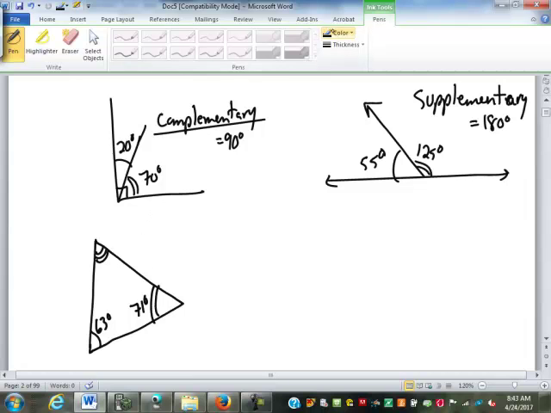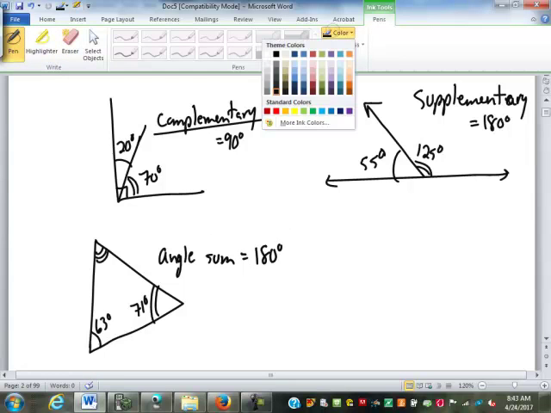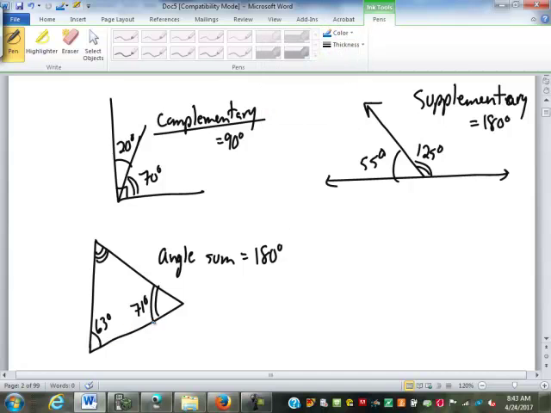For this one here, a triangle has an angle sum of 180 degrees. So if I give you those two angles, this angle up here is found by taking 180 and subtracting the other two. What does that come out to be? 46 degrees, it looks like, for that angle.